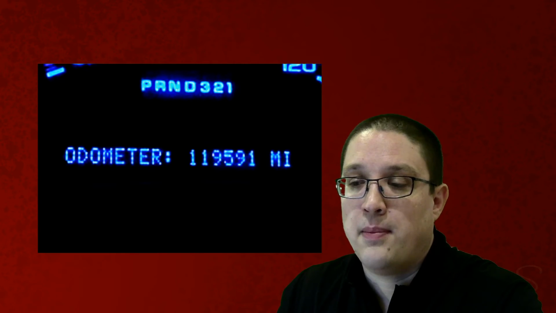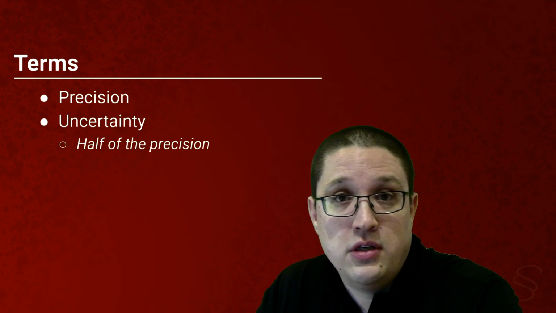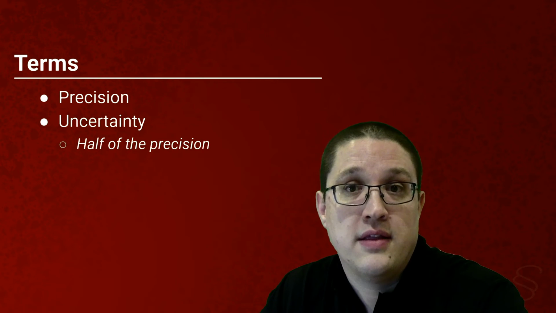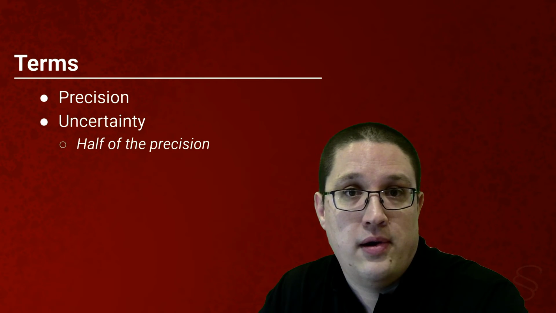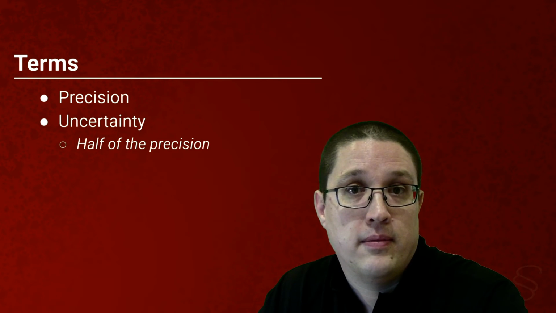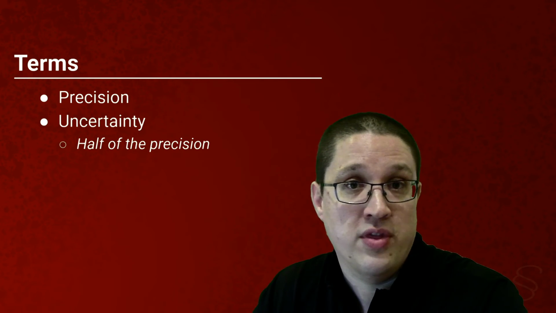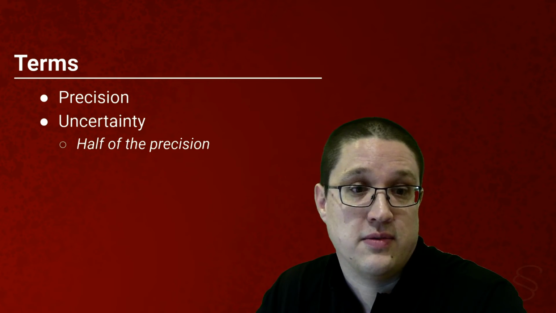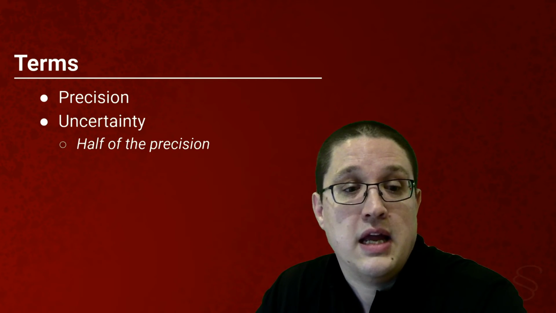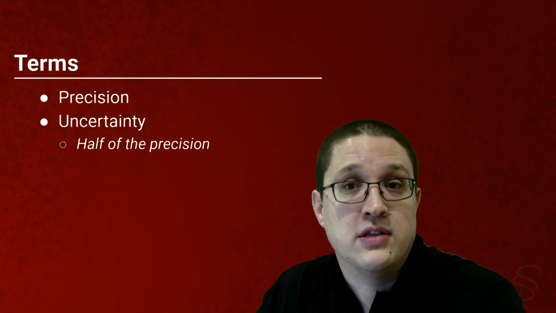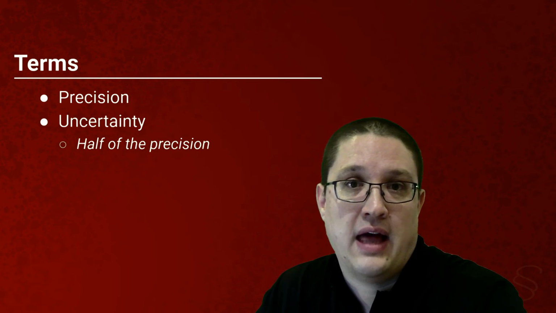So let's look at a couple of terms here. Precision is the smallest increment, the smallest change that your measuring tool can measure. How much do your ticks on your measuring tool go up by? How much do the numbers go up by? You might have a measurement and you need to figure out what would the next number be. That's how much your ticks or your precision is. Your uncertainty is always half of the precision. Once you find the precision, your uncertainty says it's half of that.